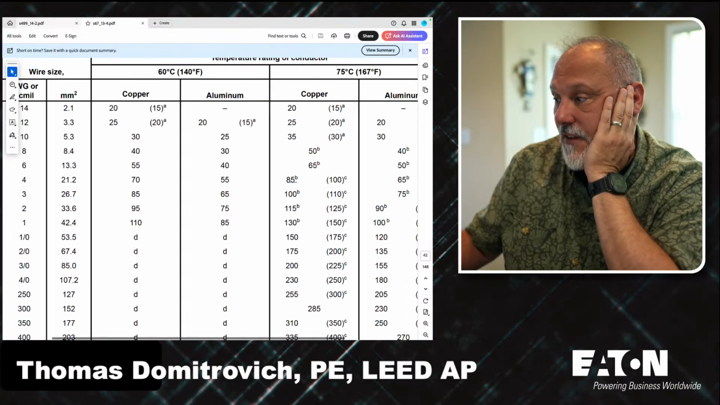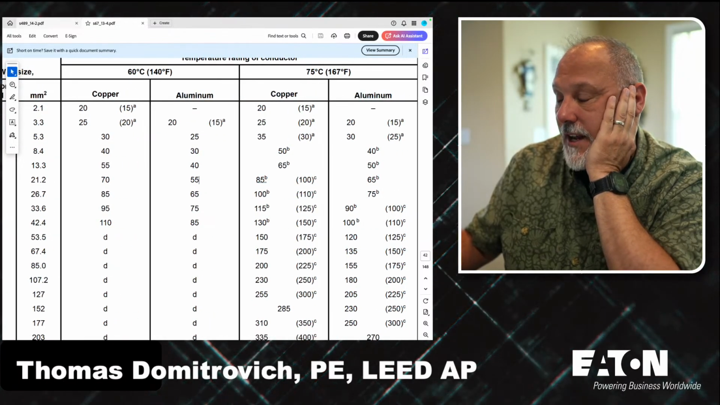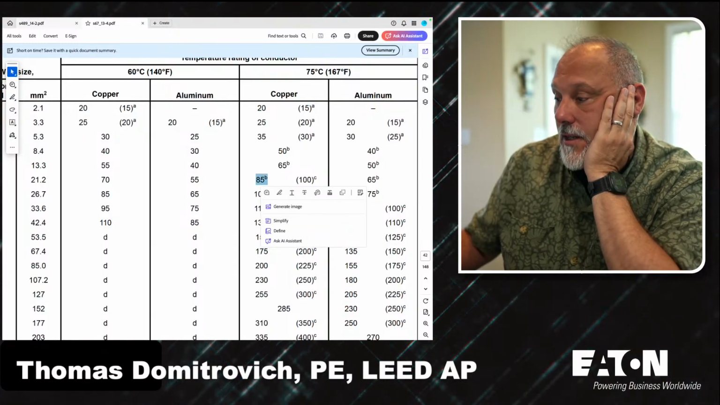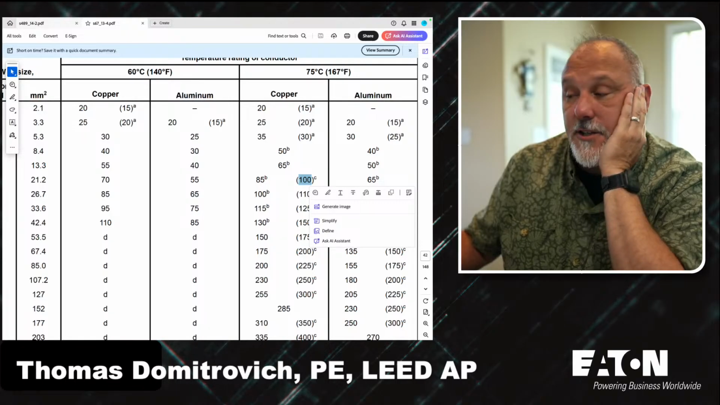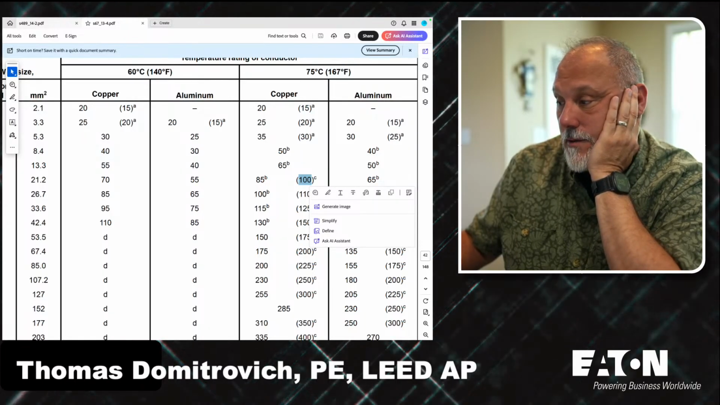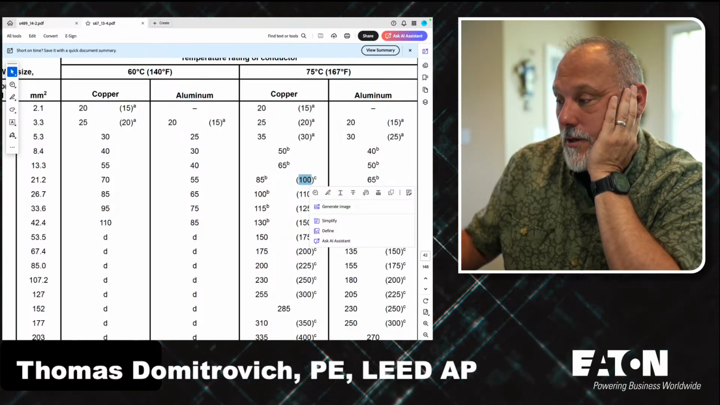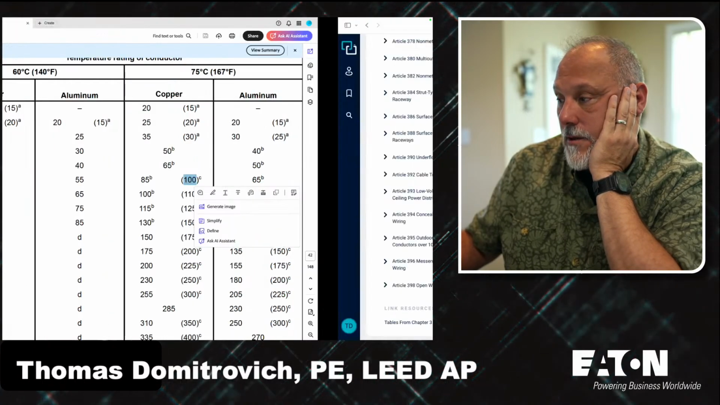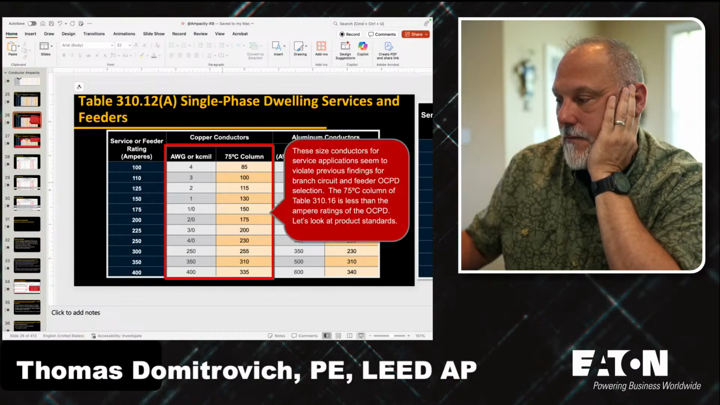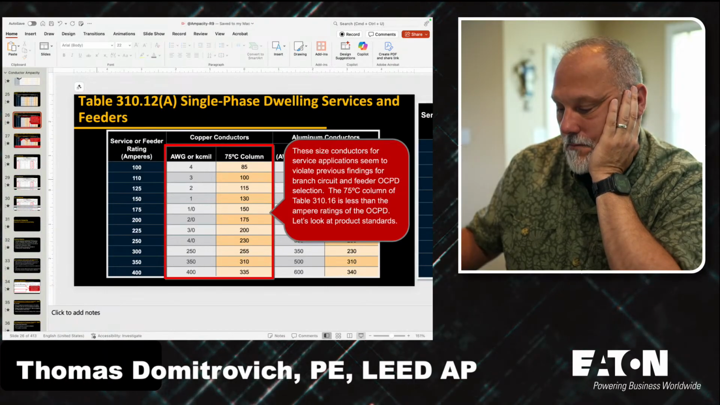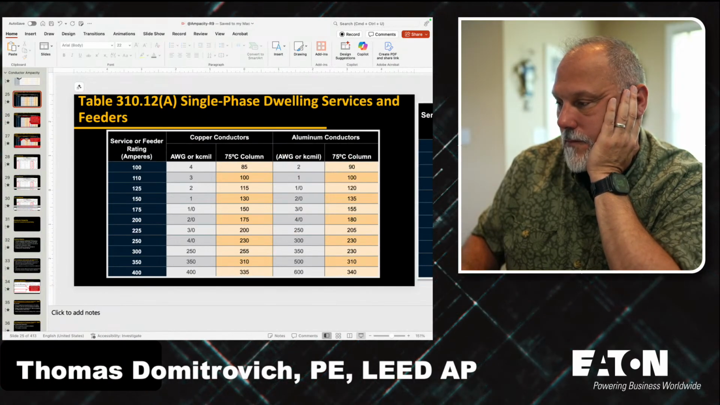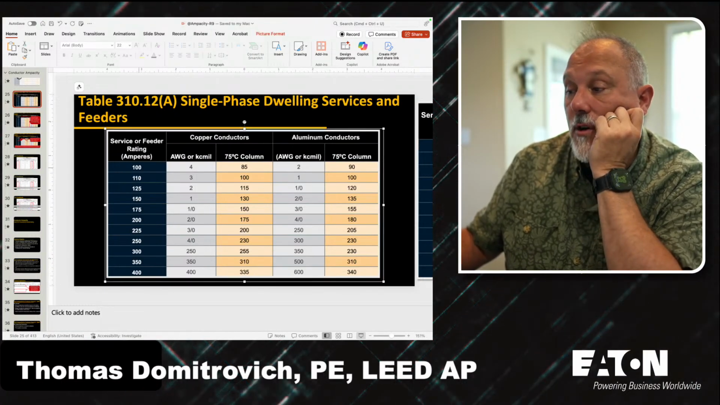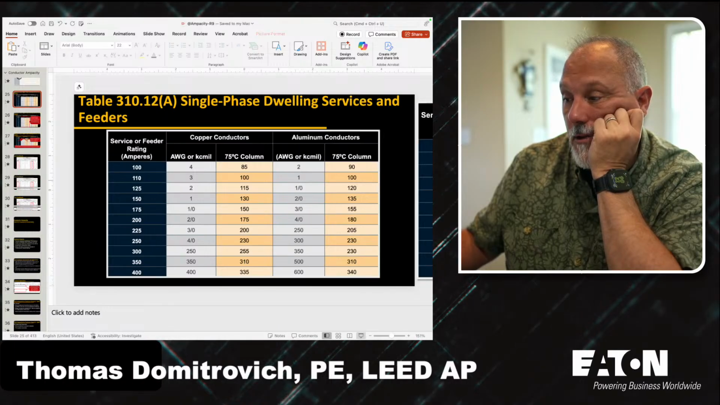This is for my 75 degree C column. I've got 85 amps. But look at the parens, it's 100. That says 100. Let's go back to the code language. A 4 is on a 100 amp breaker.